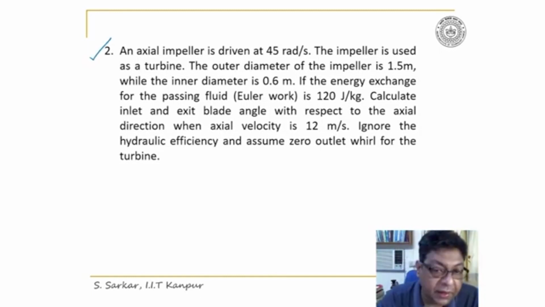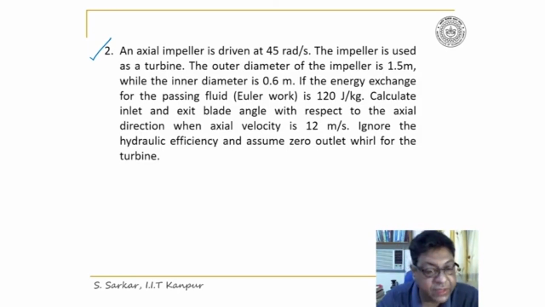Here the same impeller has been taken as an impeller for turbine. Rest all the data remain the same. Thus, the statement of the problem is: an axial impeller is driven at 45 radian per second. The impeller is used as a turbine. The outer diameter of the impeller is 1.5 meter while the inner diameter is 0.6 meter.